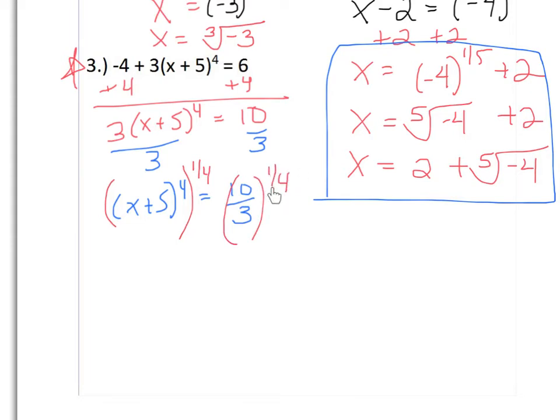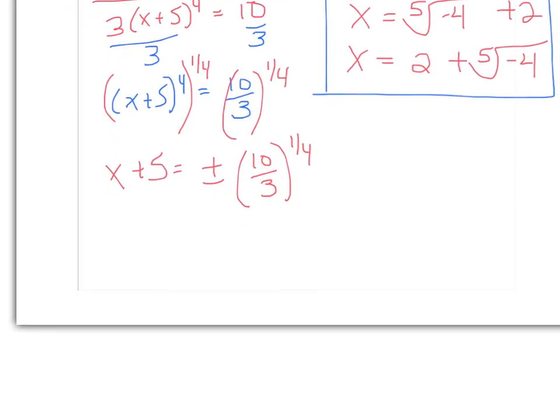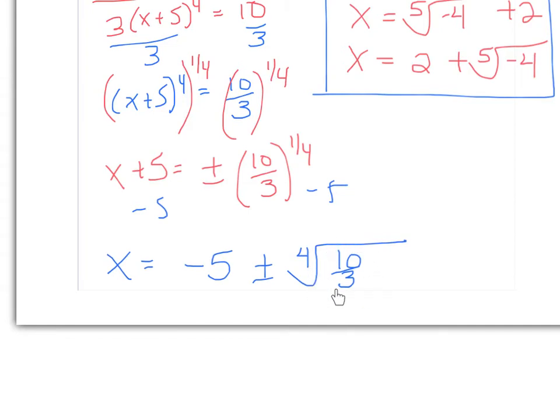Because this denominator is an even number, when I write my next step, I need plus or minus 10/3 to the 1/4. And then to finish, we'll subtract 5 from both sides. So let's do negative 5 plus or minus the 4th root of 10/3. For today, you may leave this fraction underneath the radical. Tomorrow, we are going to learn how to simplify this, but for today, it's fine. Let's talk about why we need this plus or minus with an even denominator.